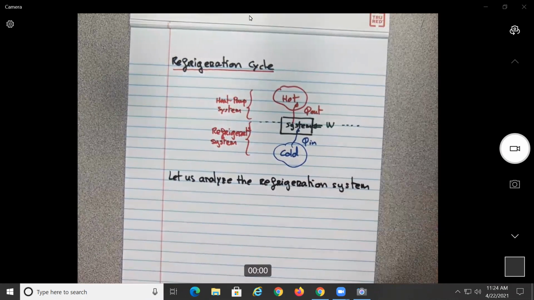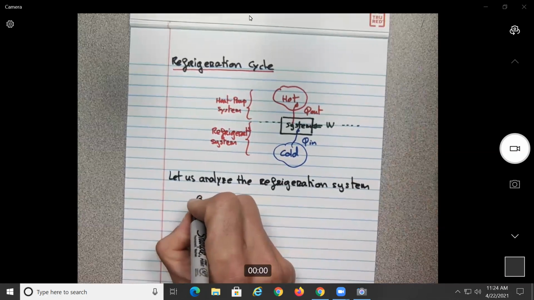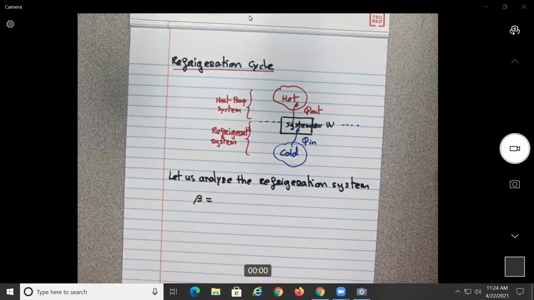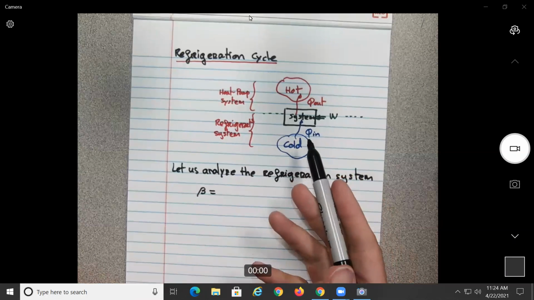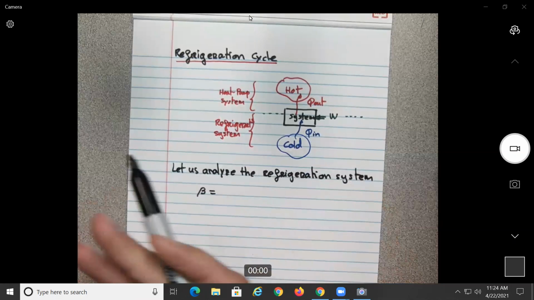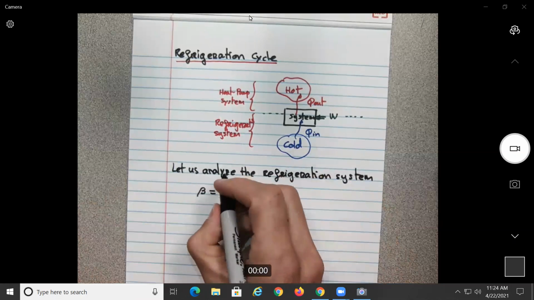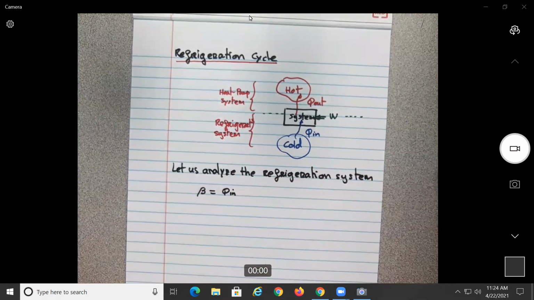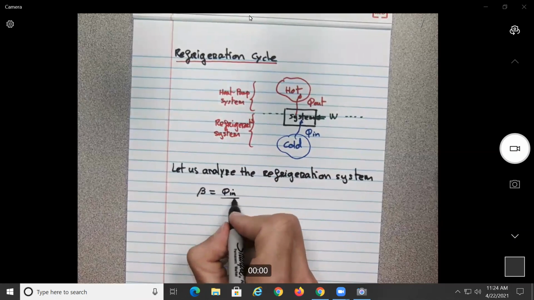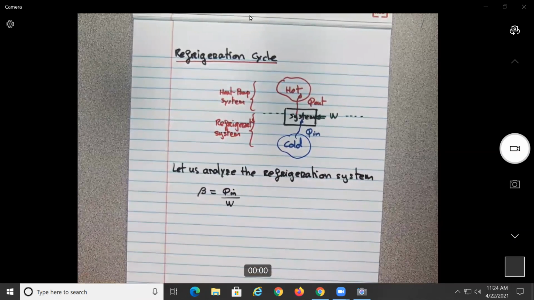So if we analyze the refrigeration system, what should be the efficiency? If you remember, the efficiency is always whatever you get out, I mean, what are you trying to achieve, divided by whatever you need to put into the system. So what are we trying to achieve over here? To put cold into the system. And in order to do that, what do we need to do? Put work or power, okay?